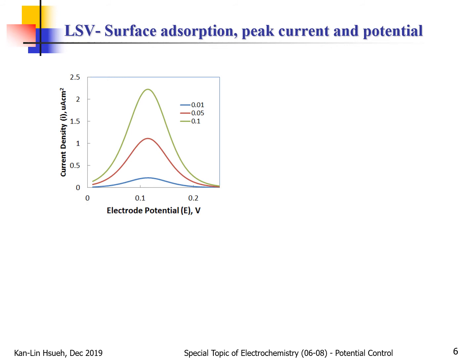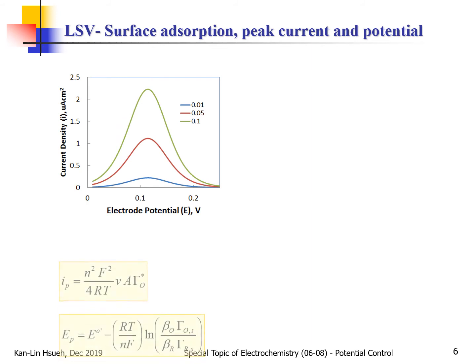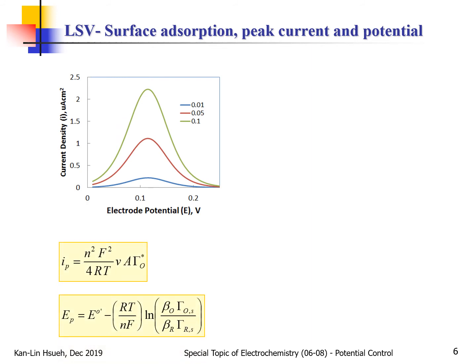So when the electrode potential is scanned from one direction at a different scan rate, we get this current behavior. The peak current corresponds to the maximum amount of oxide that can be adsorbed on the surface here, and the scanning rate. So the peak current is proportional to the scanning rate, you can see here. And then the peak potential here depends on the equilibrium over here, the adsorption of O and R species.